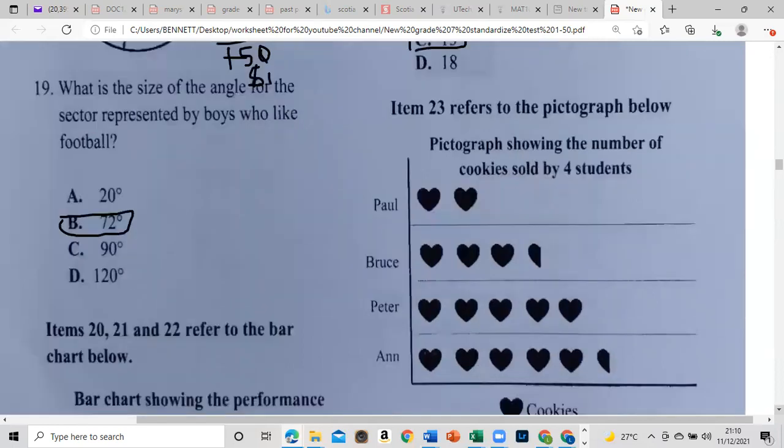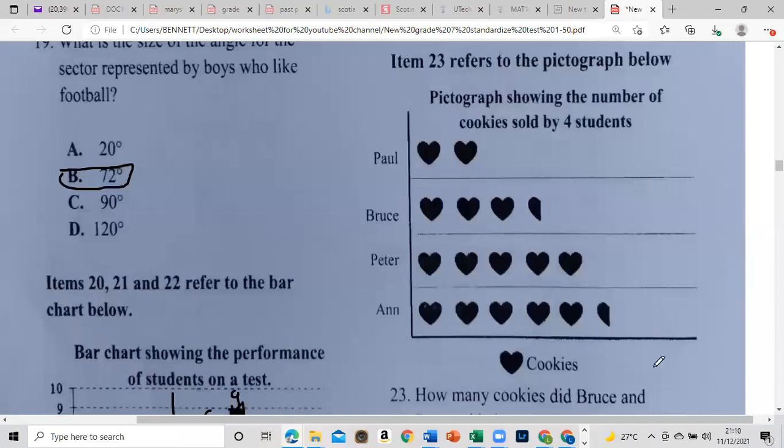All right, item 23 refers to the pictograph below. Pictograph showing the following: cookies sold by 4 students. They didn't give us a key, so I'm assuming that one of these represents 1 cookie. They're supposed to give you guys a key, you know. Sometimes 1 heart can represent 10, can represent 5. So I think they should have stated it. However, they did not, so we're going to use it as 1.